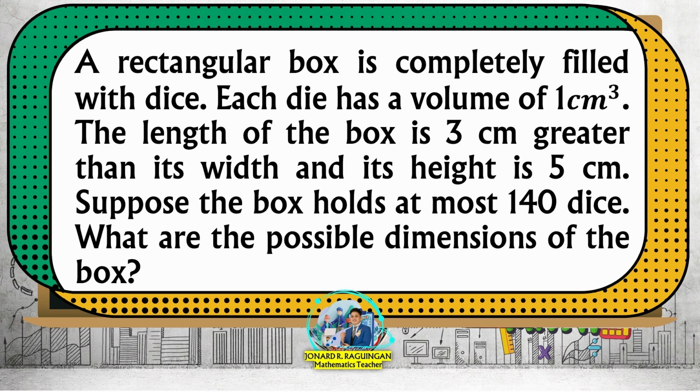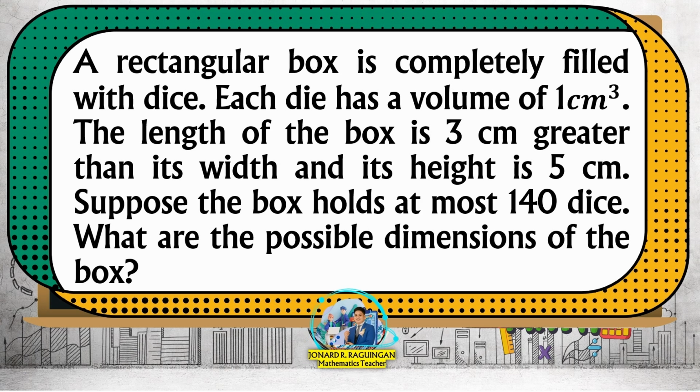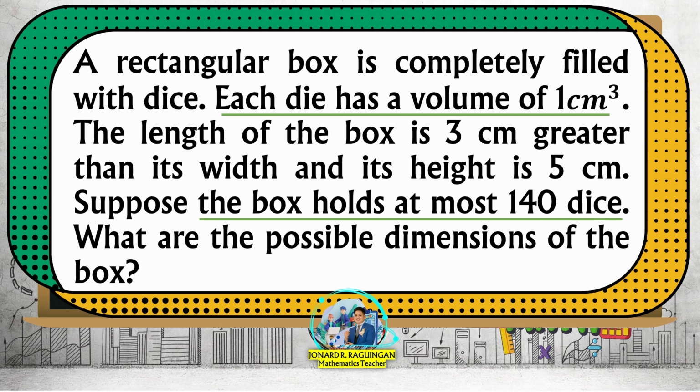Let's solve this problem by applying the concept of quadratic inequalities. We know that each die takes up 1 cubic centimeter of space, and the box can hold at most 140 dice. This means the volume of the box can't be more than 140 cubic centimeters. We'll use this information to set up an inequality and then solve it.